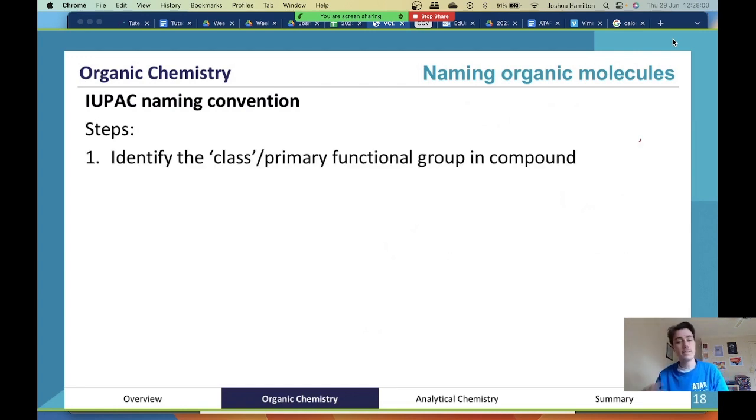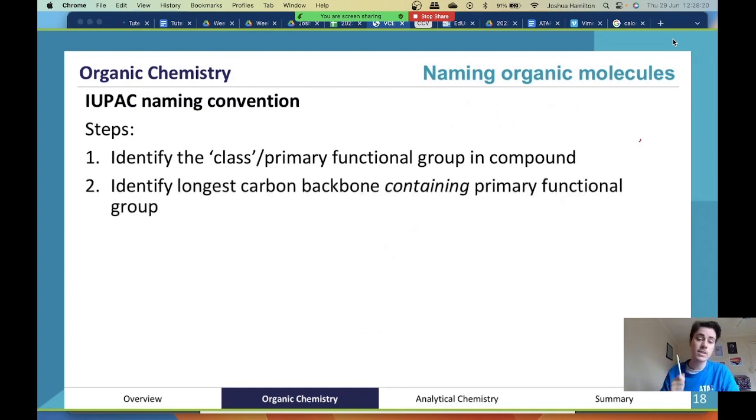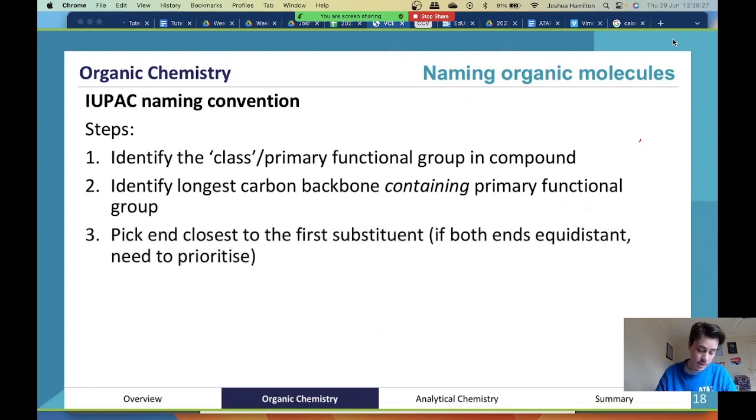So steps. These I think are the easiest sort of ways to go about it. So first of all, take a step back and just identify what type of molecule you've got. What homologous series does this belong to? Does it only have single bonds? Well, it's going to be an alkane, but does it have functional groups? Well, if it's got functional groups, what functional group does it belong to? So sort of just figure out what are the main things there. 2, identify the longest carbon chain, and that will be, you know, your meth, eth, prop, etc.